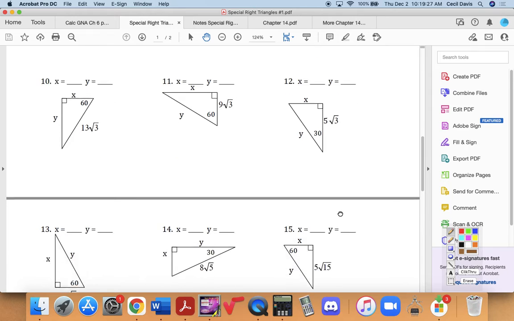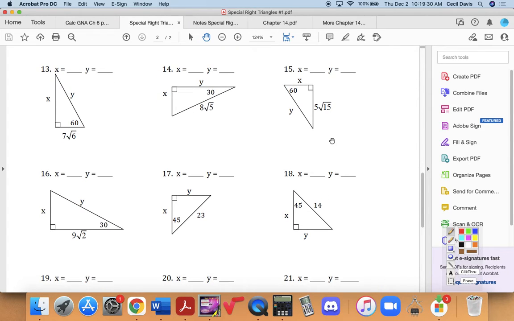Number 13, x is 21 square roots of 2 and y is 14 square roots of 6. 14, x is 4 square roots of 5 and y is 4 square roots of 15. Number 15, x is 5 square roots of 5 and y is 10 square roots of 5. Number 16, x is 3 square roots of 6 and y is 6 square roots of 6. 17, they're both 23 square roots of 2 over 2. Number 18, they're both 7 square roots of 2. Number 19, they're both 7 square roots of 10 over 2.